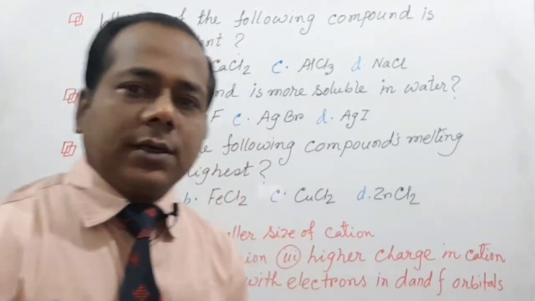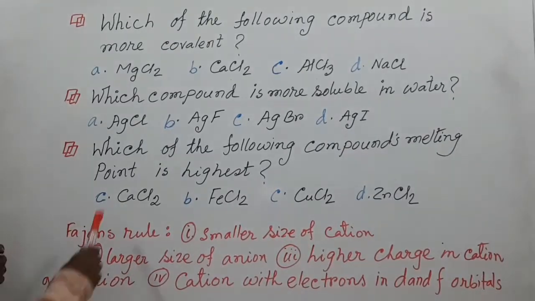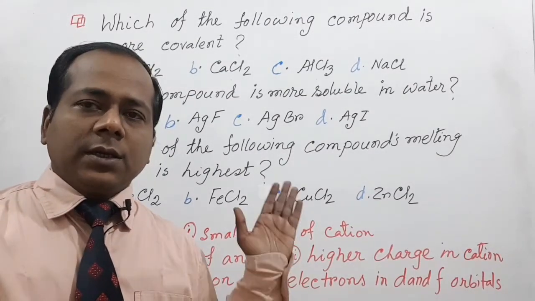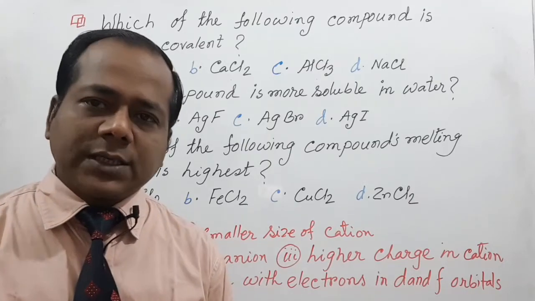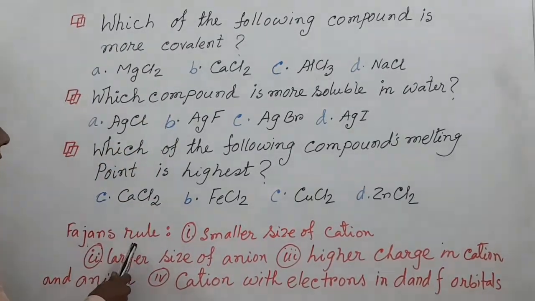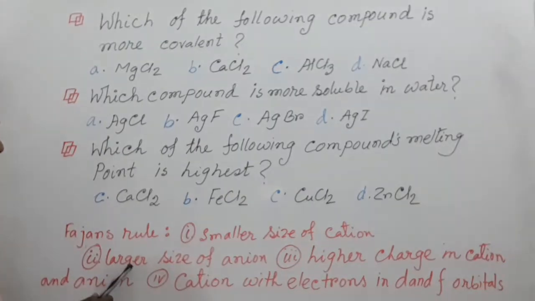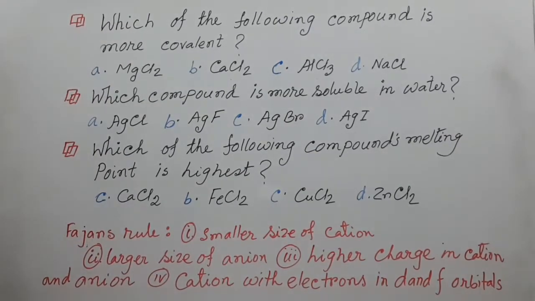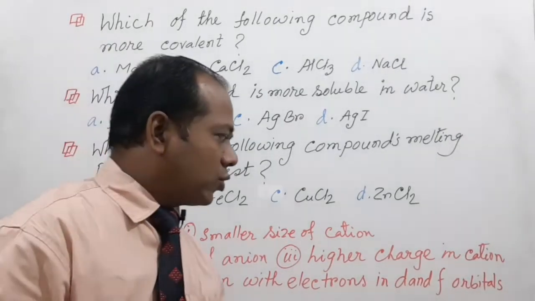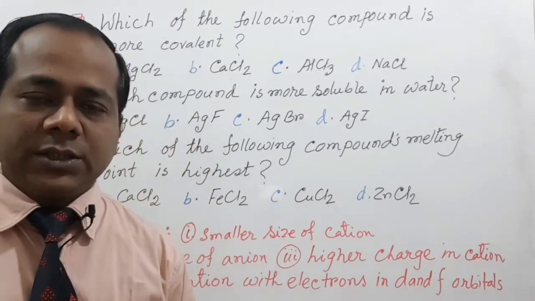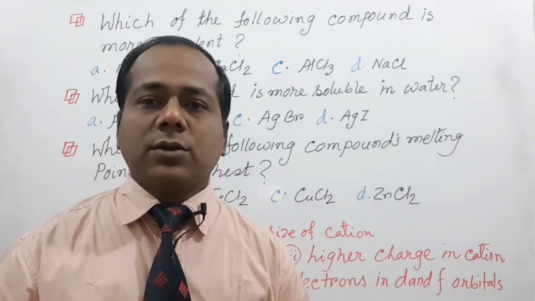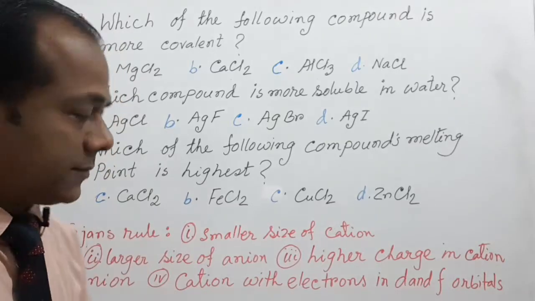My dear students, our next question: which of the following compounds is more covalent? To discuss this question, at first you have to know what Fajans' rule is. Fajans' rule: smaller size of cation, larger size of anion, higher charge on cation and anion, and cation with electrons in d and f orbitals. In this case, polarization occurs more, and that compound is more covalent, my dear students.